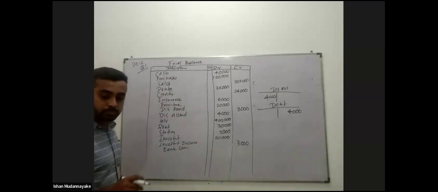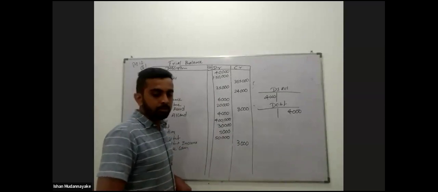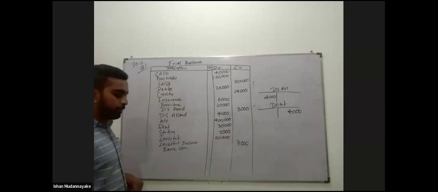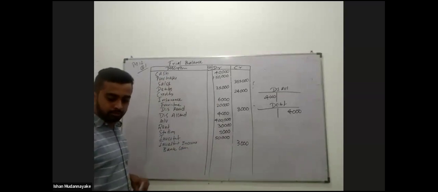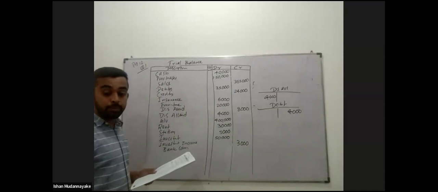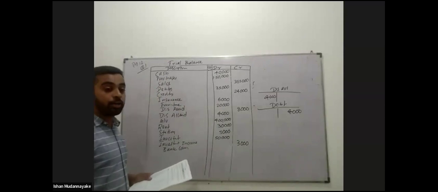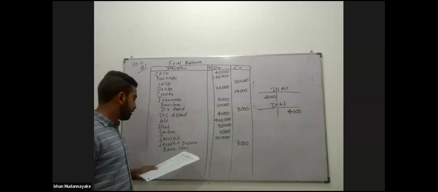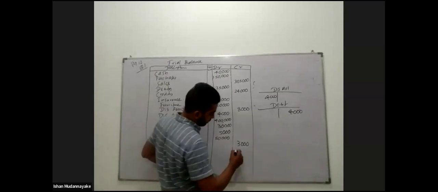Bank loan: debit or credit? Liability. Cash book debit, bank loan account credit. Bank loan, credit side. Yes, credit side.